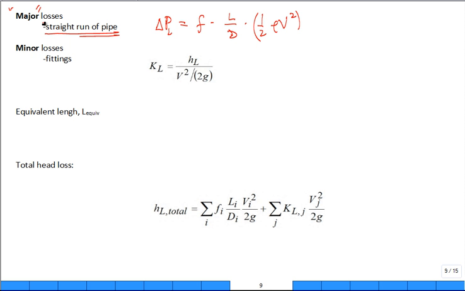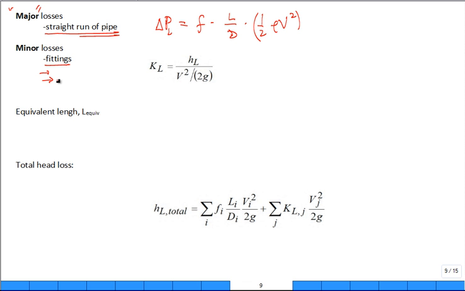Those are called the major losses. Major, not because they're always the dominant losses, but because historically they were the first dealt with. They just call them the major. Compare them with the minor losses, which are due to fittings and valves and restrictions and other things. They're the things that connect the straight run pipes and go in between the straight run pipes. Think of valves, think of elbows, think of fittings.